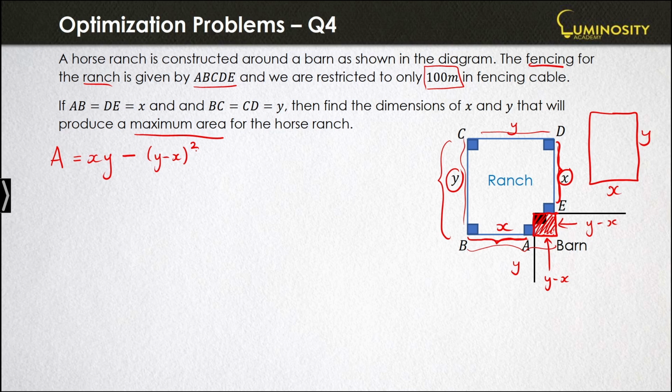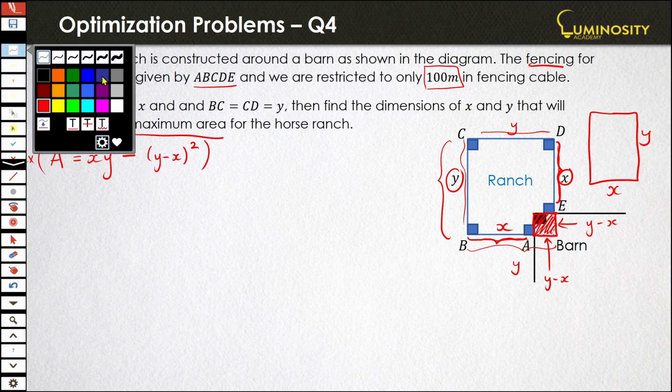We want to produce a maximum area, so we want to maximize this function. First of all, it's a function of two variables. If I can make it in terms of just one variable, either X or Y, then I'm fine. What other information is given that can help us? They told us that the fencing is restricted to 100 meters. So what does that mean? Let's look at this.